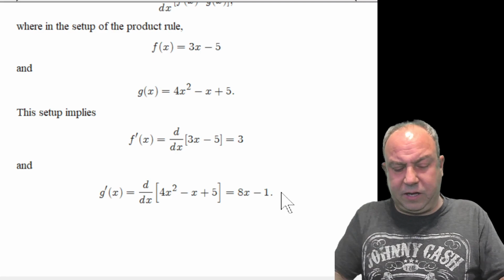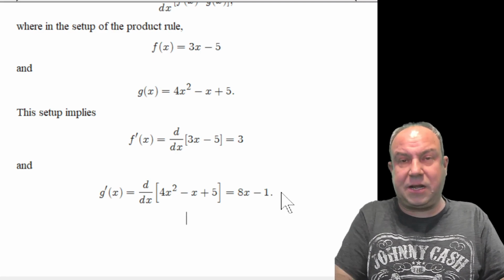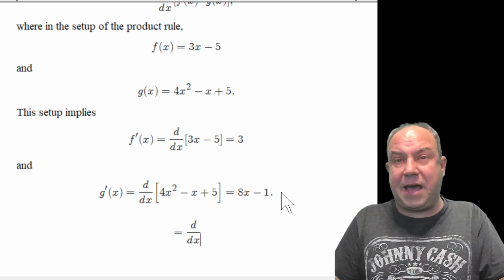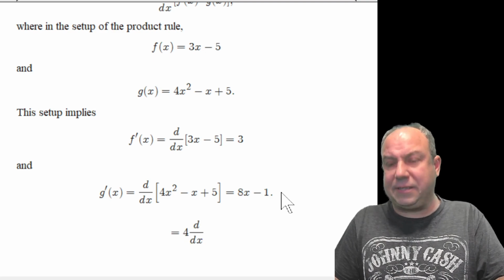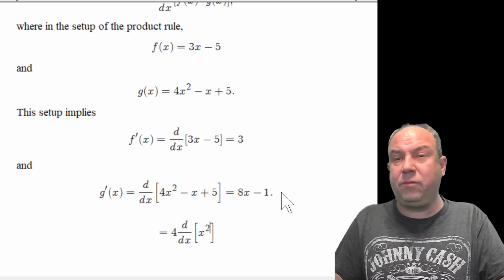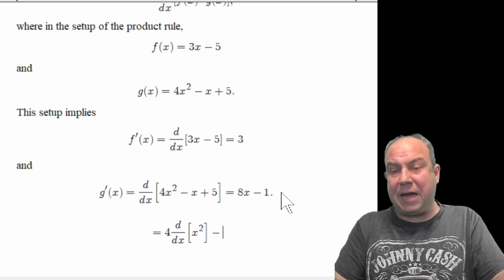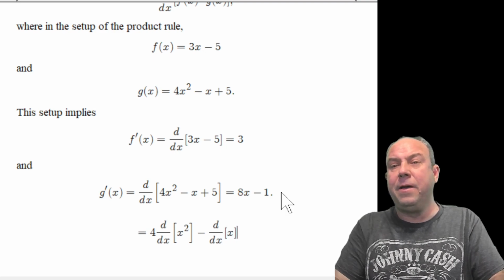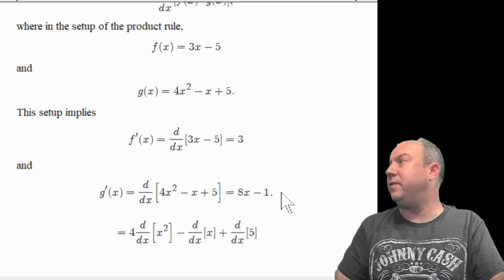Right? When we think about its result, maybe I'll bring this down below just for the sake of space, and I'll erase it. It can be thought of as the derivative with respect to x, where for the first term, 4 would be a constant multiple. We would factor that out, and we'd be left with the derivative with respect to x for x squared, minus the derivative with respect to x for x, plus the derivative with respect to x for 5.